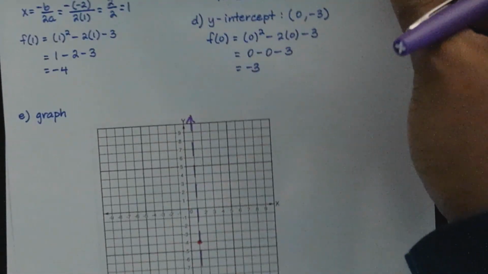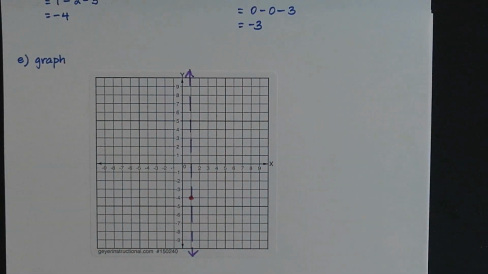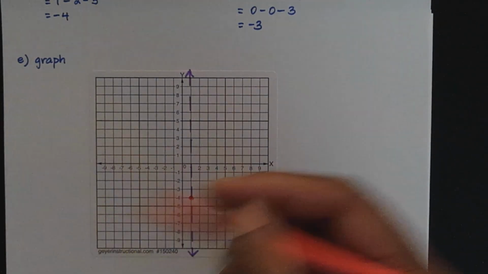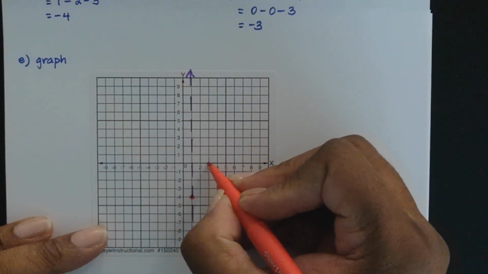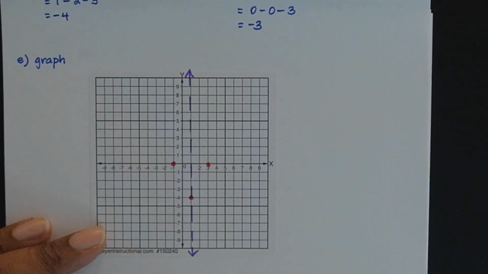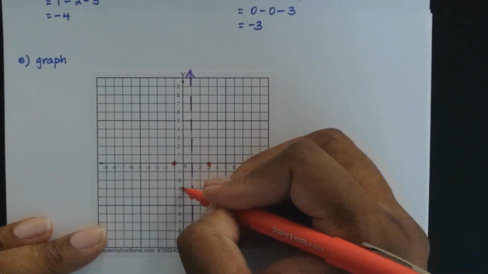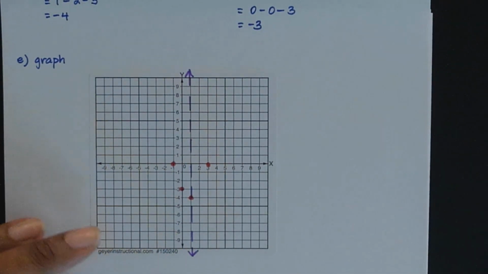Also, my x-intercepts are 3, 0, and negative 1, 0. So 3, 0 on the x-axis and negative 1, 0 on the x-axis. My y-intercept is 0, negative 3, so I stay at 0, go down 3. That point will be on the y-axis.